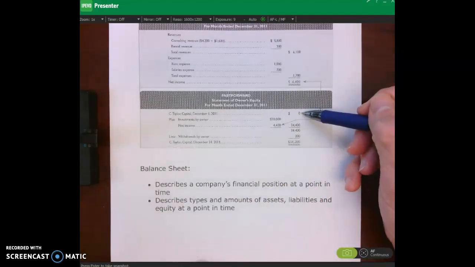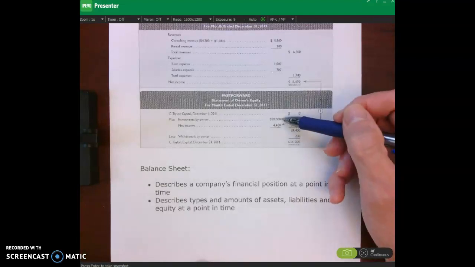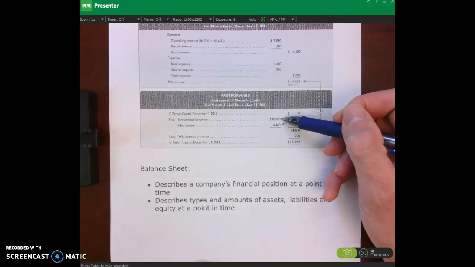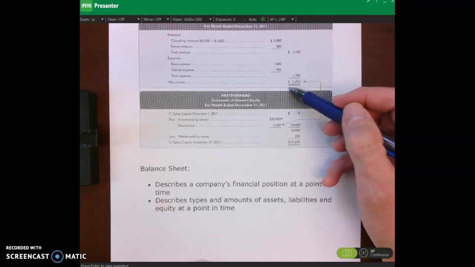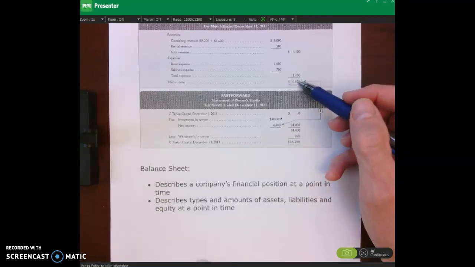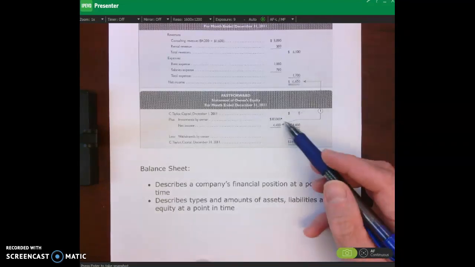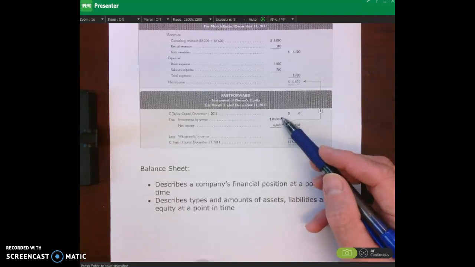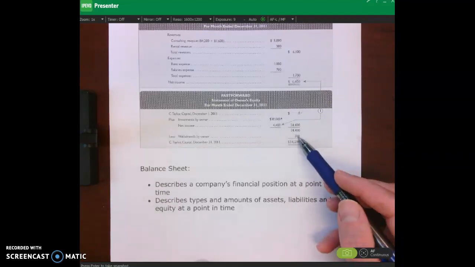Zero balance to start off with. Chaz Taylor invested $30,000, so owner investment went up by $30,000. We know that revenues and expenses influence equity. Revenues increase equity, expenses decrease equity. So I can just take my net income, which is my revenues minus my expenses, and add that to my owner investment. And then we also know that owner's withdrawals decrease equity.